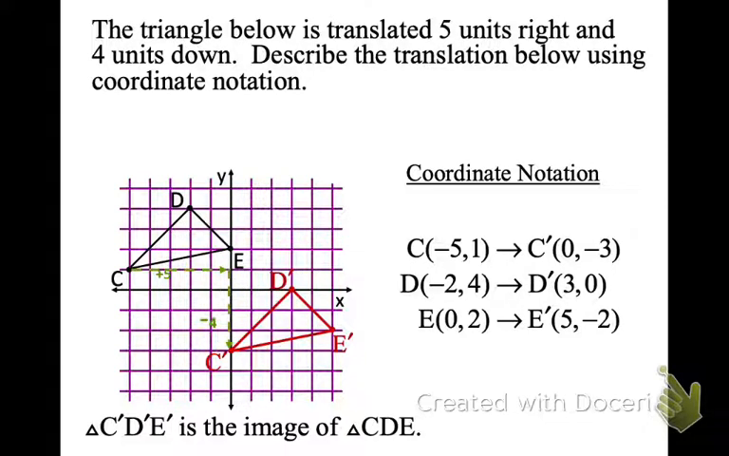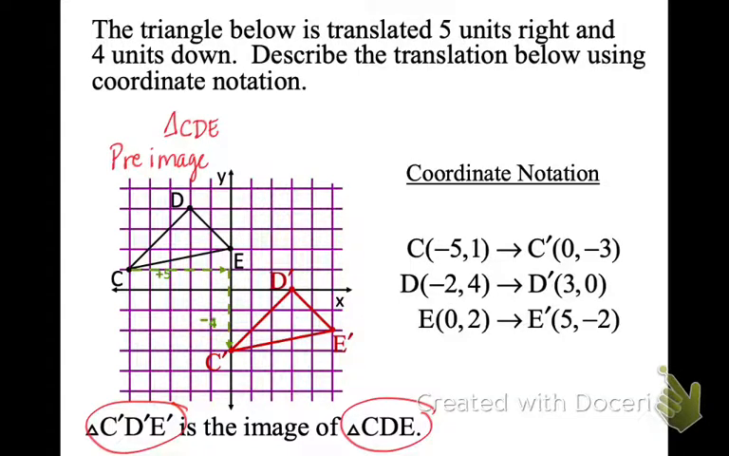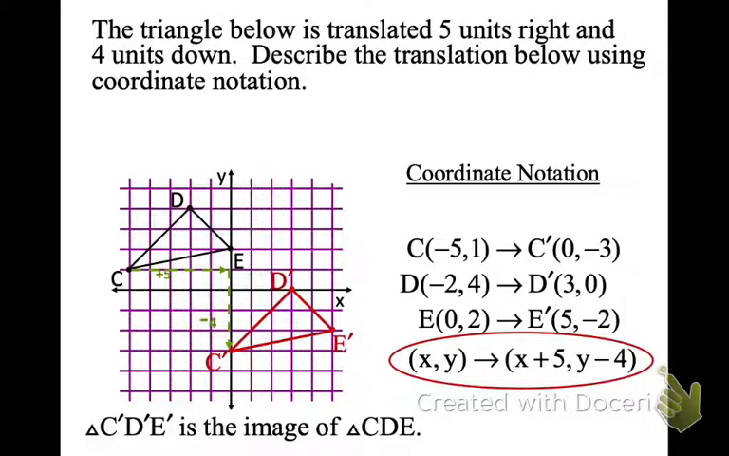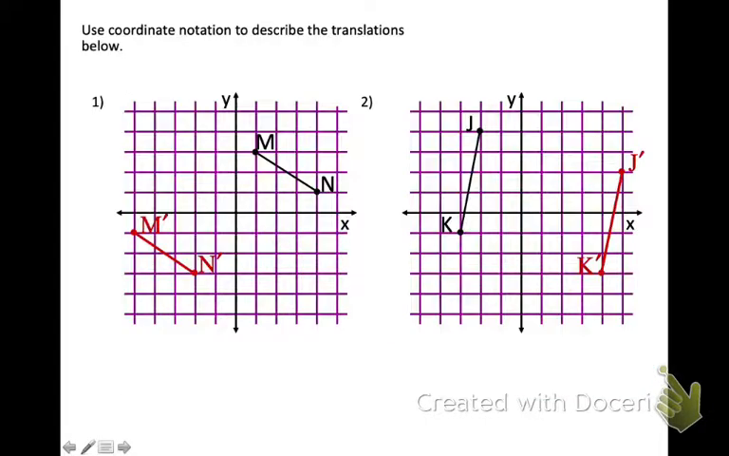Here's the original. Here is the copy, and we call it the image of. CDE is called a pre-image. Okay, triangle CDE. All right. So, again, there's the rule. Those are the new points. And so this is what we call a translation.